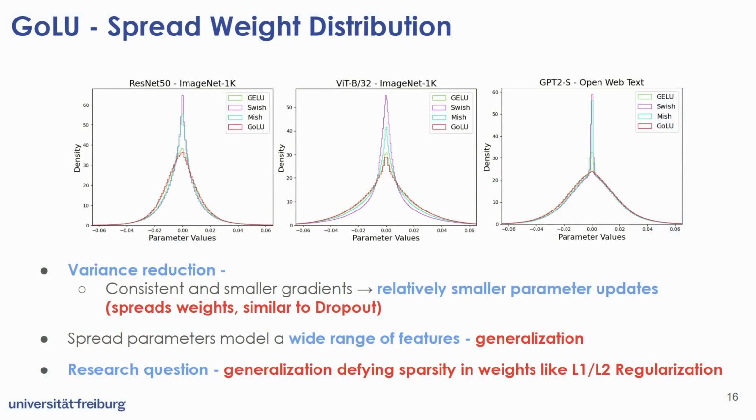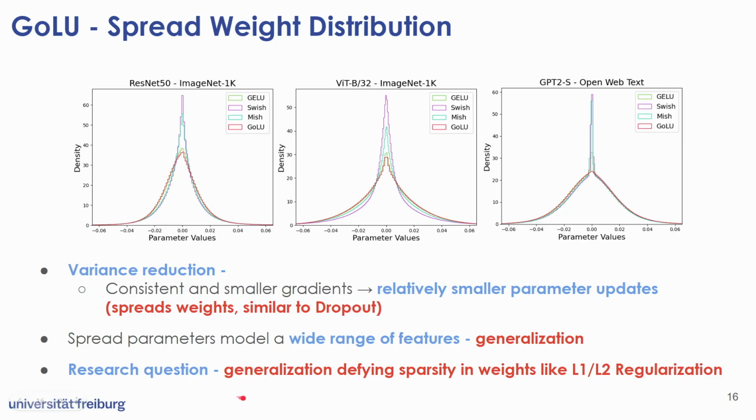The third most interesting property, and this is really interesting for the entire machine learning community, is that because of the variance reduction property, with smaller self-gating values, we receive smaller gradients and also relatively slightly smaller parameter updates, which is similar to dropout. We often see that the learned weights from GoLU are more spread in comparison to the other activation functions. And this also helps us in capturing better features from latent representation.